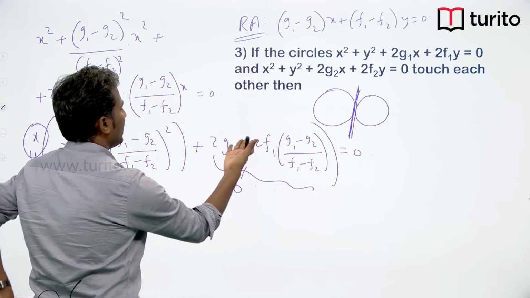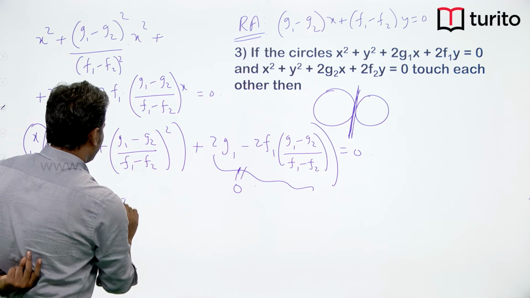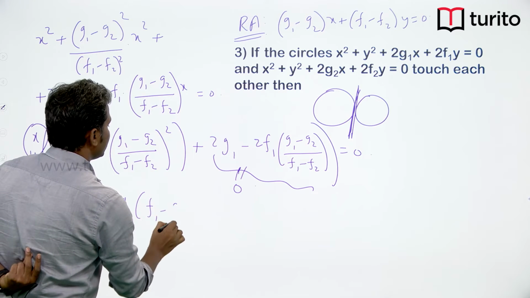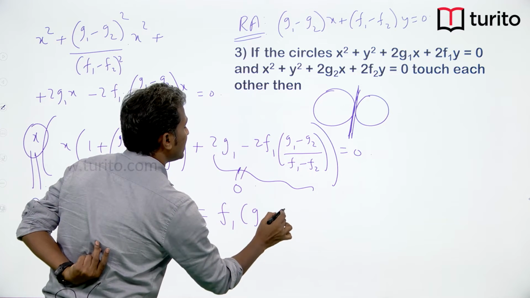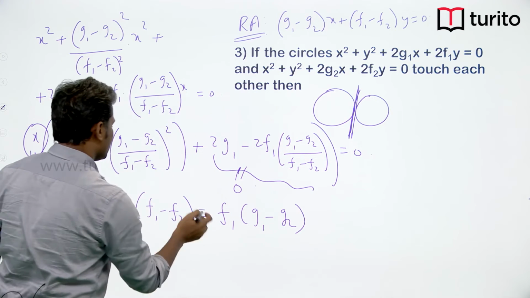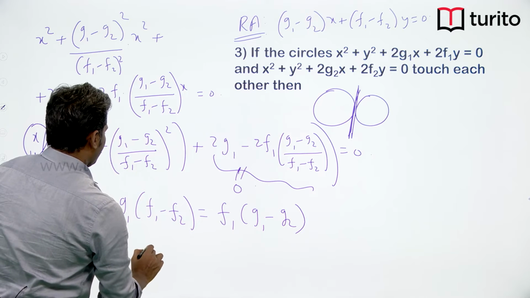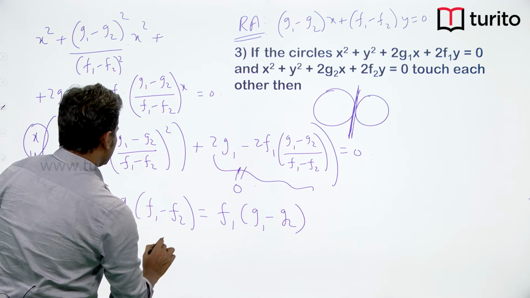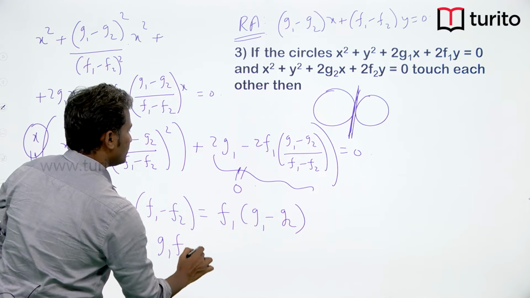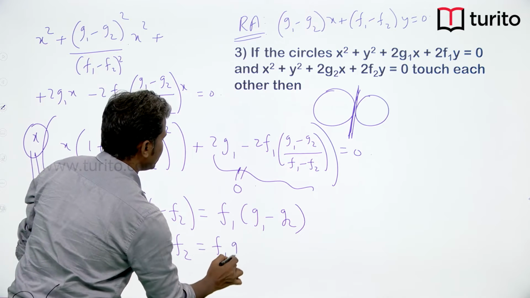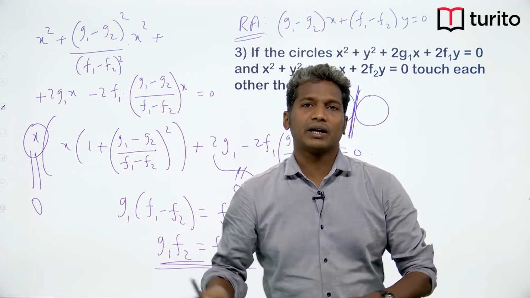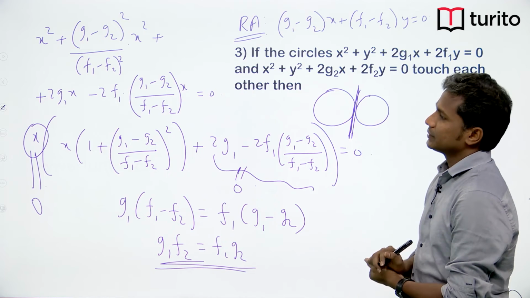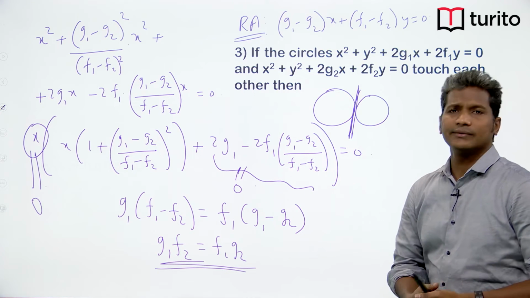Okay. So when I equate this to 0, what do I get? G1 into F1 minus F2 is equal to F1 into G1 minus G2. So now if I simplify it, G1 F1 get cancelled. So G1 F2 is equal to F1 G2. So this way we can get the condition for required term. Okay. So this is one way of solving the question.